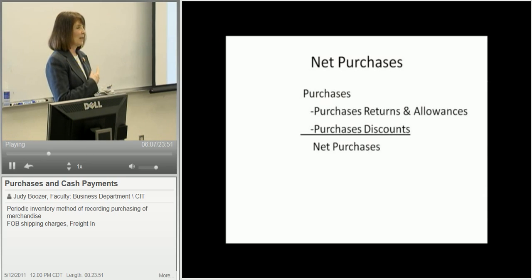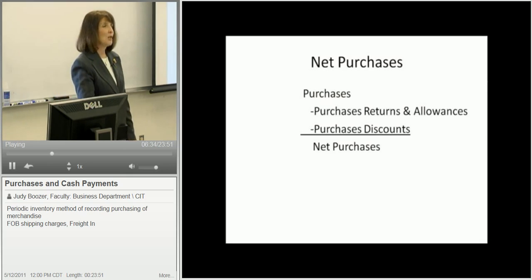If they're directly corresponding to purchases, what does that tell you they are? Good. They're contra and they're credit. They're contra because they're related to purchases. They have a negative effect on it. Therefore, they have the opposite balance, so they will be credits. So both purchases return and allowance and purchases discounts will have credit balances.